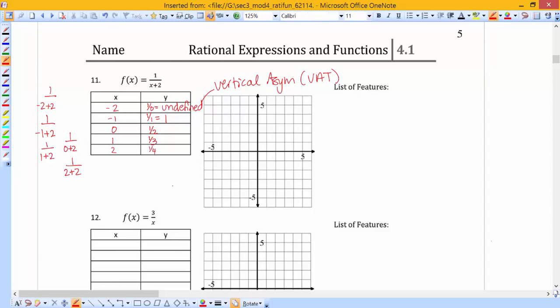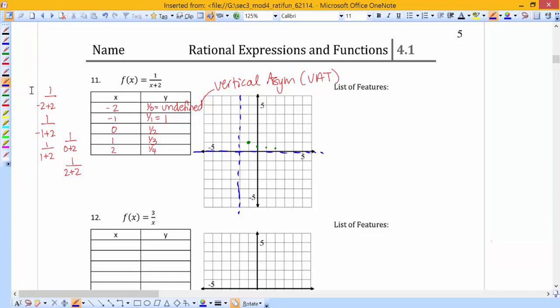Well, let me plot these points and see what I have here. So I have my asymptote at -2, so I'm going to draw that in with a dashed line so I know that that's invisible. It's going to help me with my graph. -1 is 1, 0 is 1/2, and then I see that these just keep getting smaller and smaller. And it looks like it's going to approach the x-axis but not touch it. So I'm going to have another asymptote there.